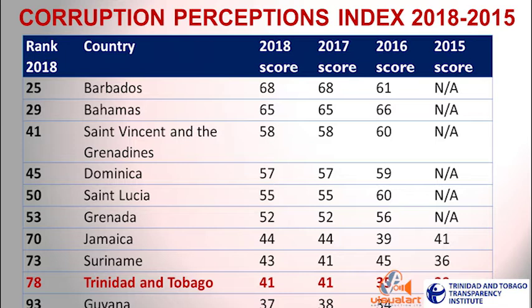They rank 25 as being the least corrupt. Their score is 68 and seems to have been consistent more or less, except for 2016. The score there, not the rank, the score, closer to 100 means the country is less corrupt. Okay? So all those countries there, except Guyana, are regarded as less corrupt than Trinidad. Can you see that?